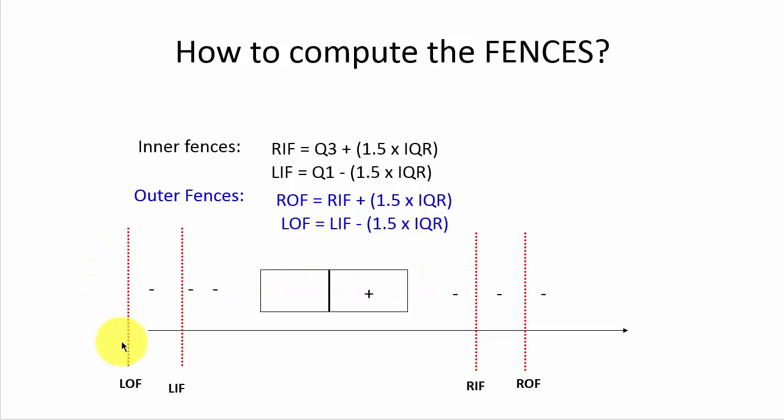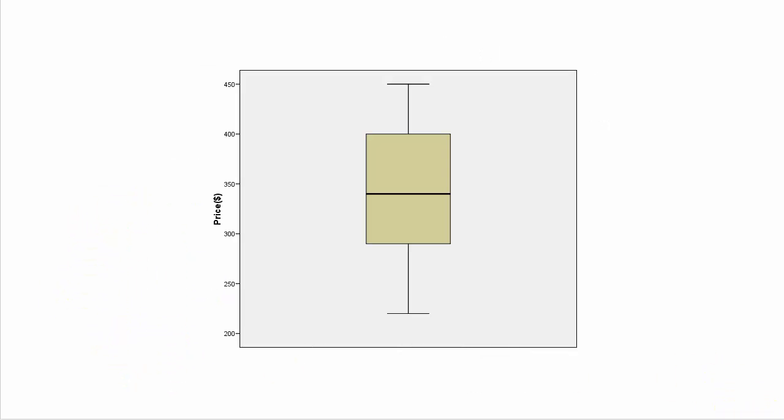So in summary, in the absence of outliers, a simple box-whisker plot would look like the following. You will have a box. This is Q1, this is Q3, this is the median, the 50th percentile, and these are the whiskers.